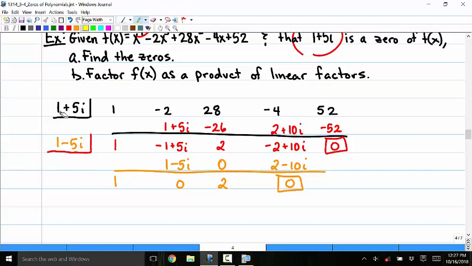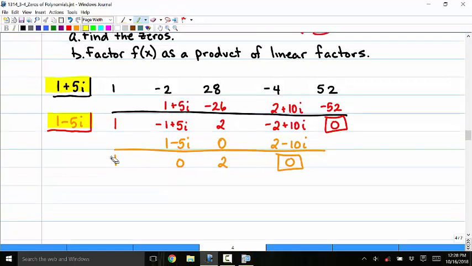Okay, I have 1 plus 5i as a 0. I have 1 minus 5i as a 0 because complex conjugate pairs, zeros come in complex conjugate pairs. What polynomial do I have left here at the bottom? 1x squared plus 0x plus 2. So at the bottom I have x squared plus 2 equals 0. I get that from these coefficients.